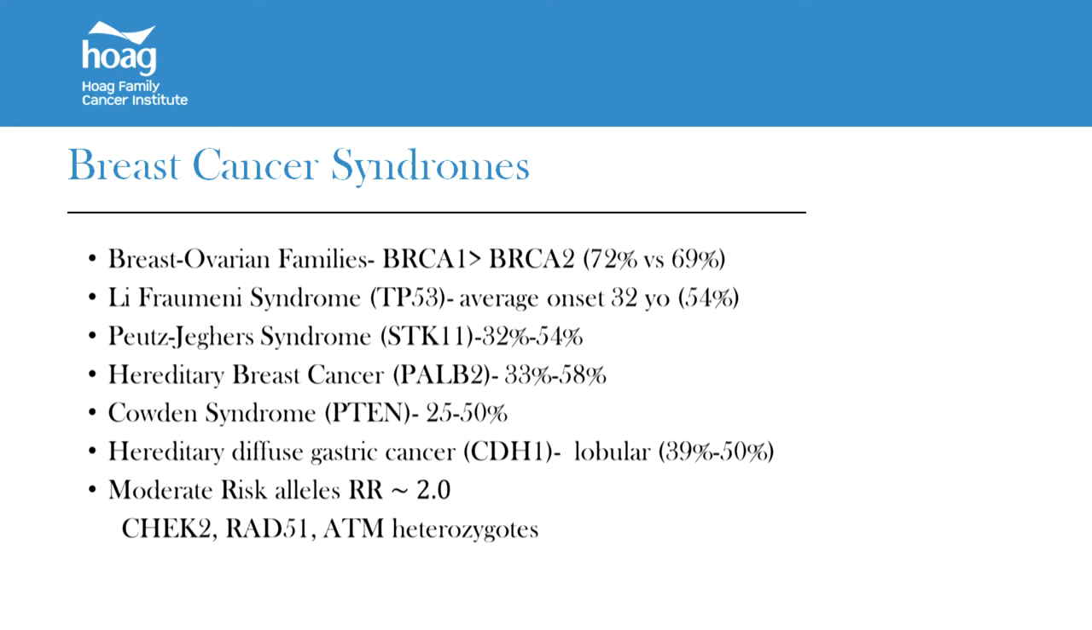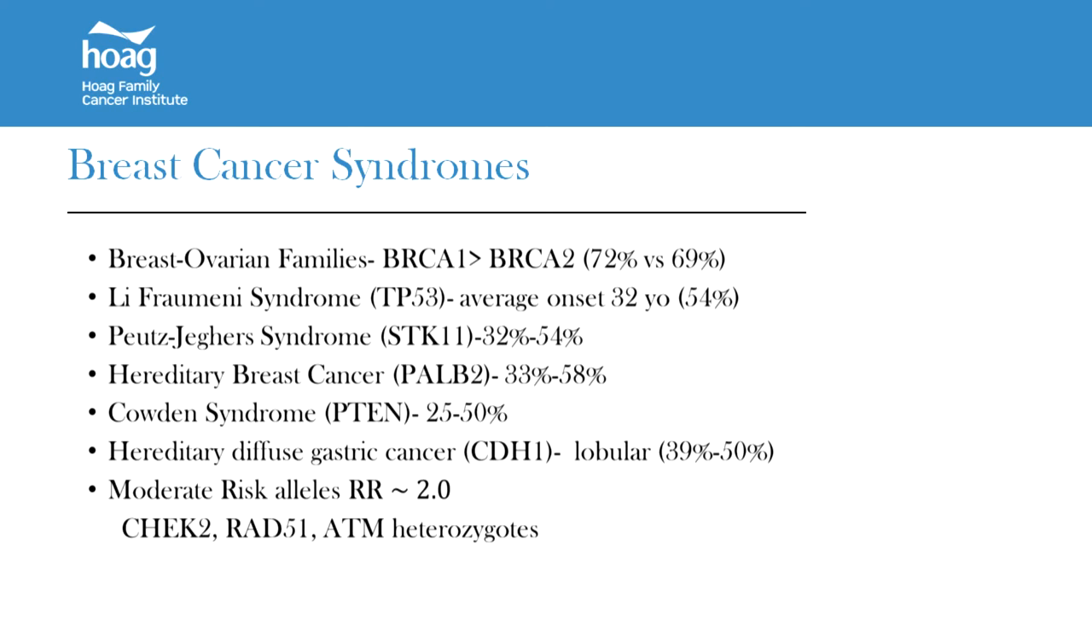Li-Fraumeni syndrome, which has an average onset of 32 years of age in females and 54% lifetime risk. Peutz-Jeghers syndrome, which is your STK11 mutation, which has up to 54% lifetime risk. And then PALB2 is one of the newer ones where we have up to 58% risk, and PTEN, which is Cowden syndrome, up to 50% risk.